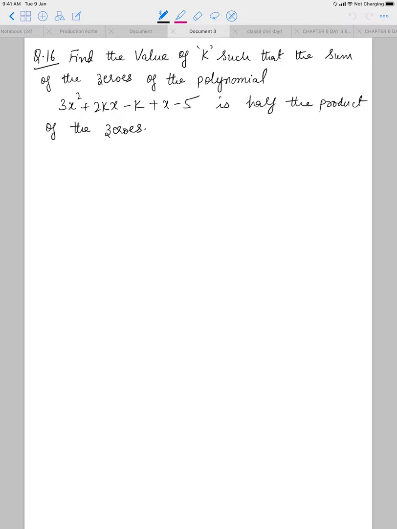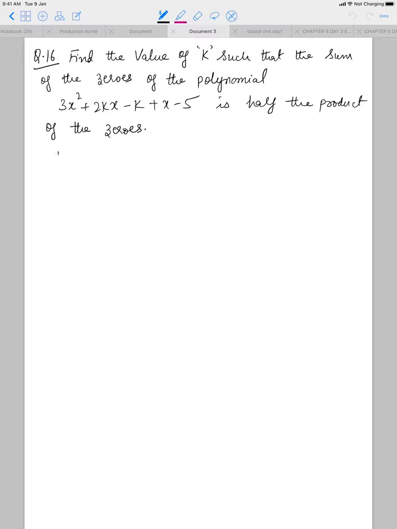Now the next question is question number 16. Find the value of k such that the sum of the zeros of the given polynomial is half the product of the zeros. Just understand one thing, that everything has to be done with the sum of the zeros and the product of the zeros. Whatever condition is given in the question, just apply that condition and you will automatically get the answer. And one very important thing to remember is that your polynomial should always be in the standard form.